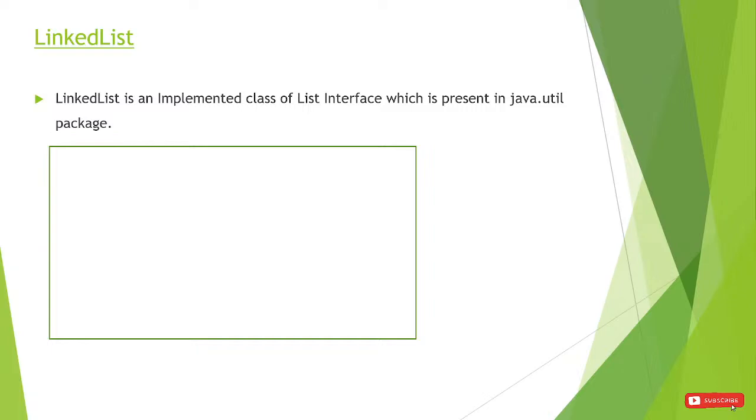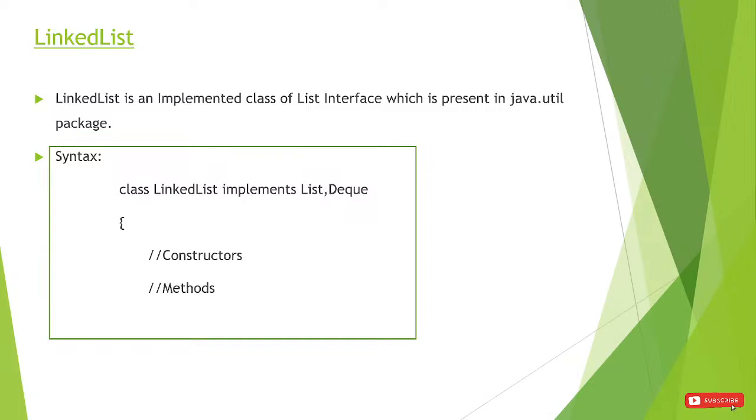If you want to make the definition, we can simply make it by the hierarchy also. Linked list is an implemented class of the list interface, which is present inside the java.util package. If we see the syntax, same like array list, linked list also has the same syntax: class LinkedList implements List and Deque. Inside the linked list we have many constructors and many methods also.